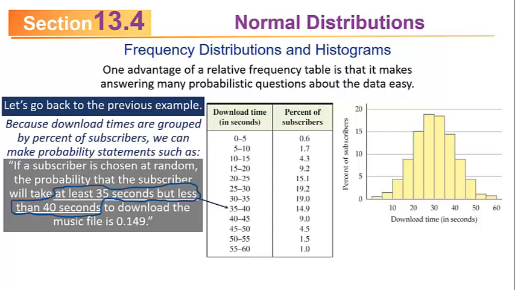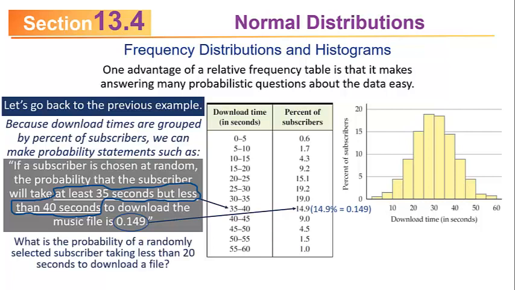You see where that comes from? 35 to 40, at least 35 seconds but less than 40, is 14.9%, which as a decimal or a probability, move the decimal place 2 places to the left, would be 0.149.